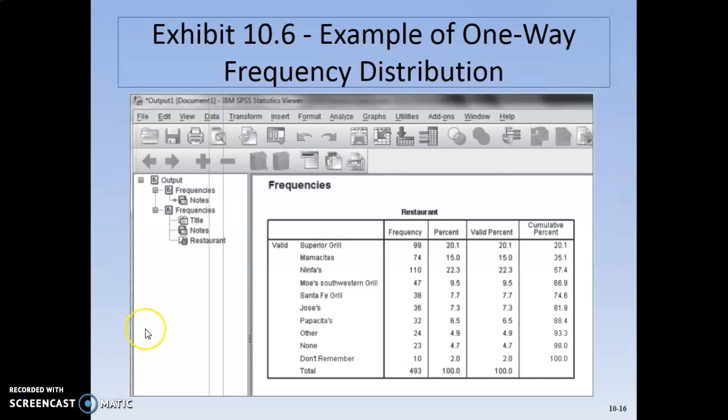Here's an example of a one-way tabulation or one-way frequency distribution from our textbook. The question was, what other Mexican restaurants do you visit or frequent? And you can see the number of people that responded, Superior Grill, and what percentage of the total that represented. So a one-way tabulation just takes one variable, in this case, what other restaurants do you frequent, and gives you both number, frequency, and then percentage so that you can analyze the data.